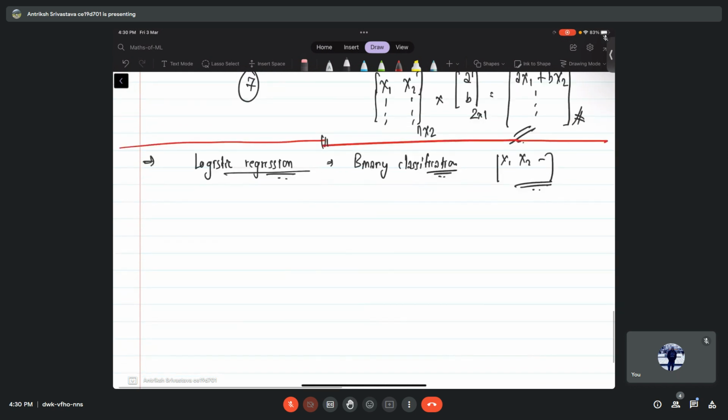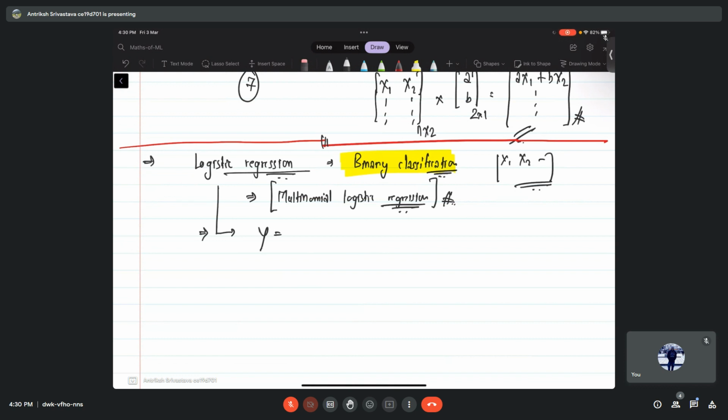It can also be used when we have multiple classes, that is called multinomial logistic regression, but that is not very common and there are other techniques better than this for multi-class classification. So mostly it is used for binary classification. Okay. Now to do that binary classification, the approach that we follow in logistic regression is a linear approach. It is a kind of linear classifier.